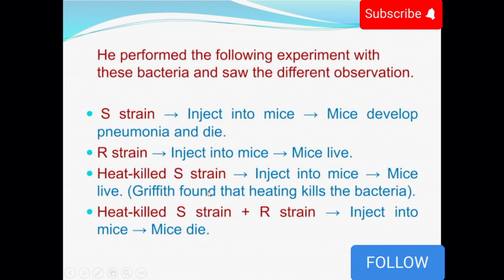Griffith found that heating kills the bacteria. In the fourth experiment, he mixed the heat killed S type of bacteria with live R type of bacteria, injected into mice, and the mice died.